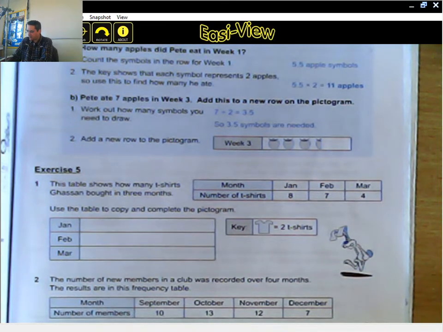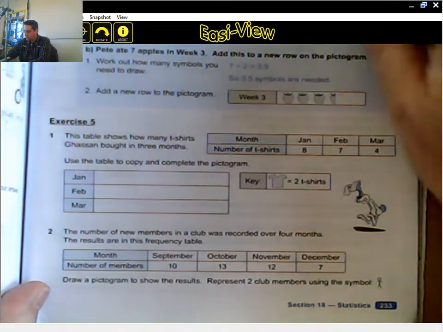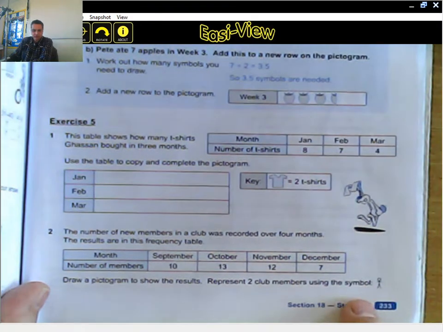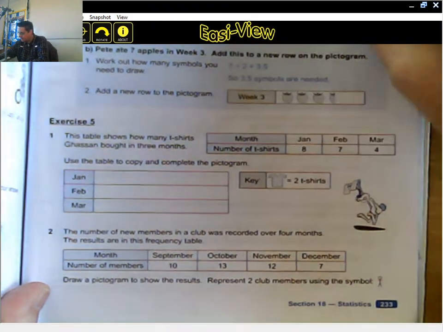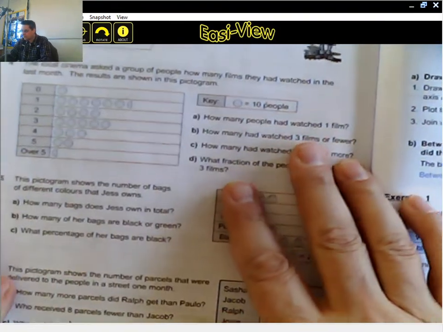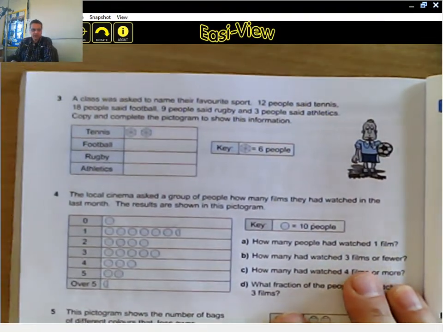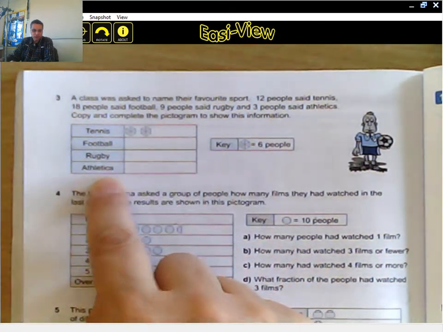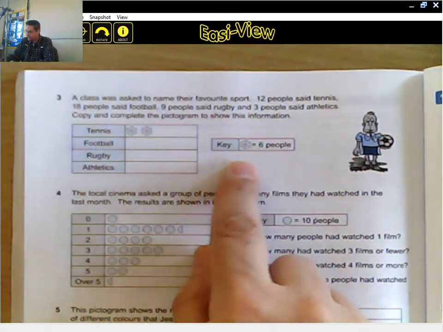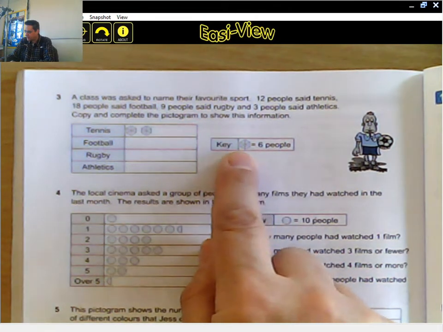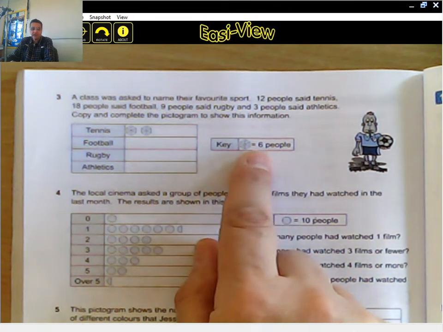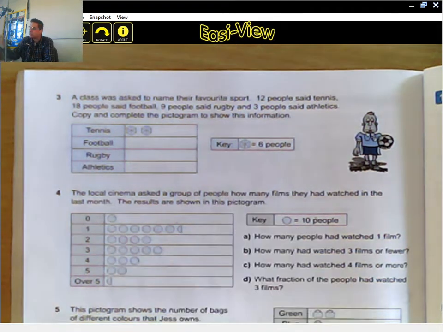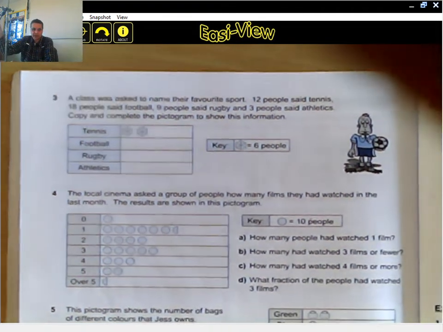So I've spoken to you about that. Do question 2 as well. On 233, the graphic they want you to use is this little stick man here. Question 3, again, tennis, football, rugby. Have a little read of that. The key is this little hexagon represents 6 people. So if you needed to represent, say, 4 people, just draw 4 of those tiny little equilateral triangles that make up that hexagon.